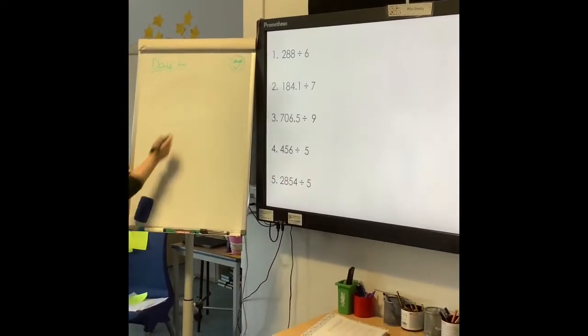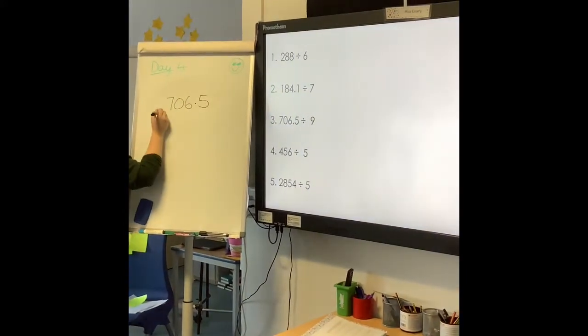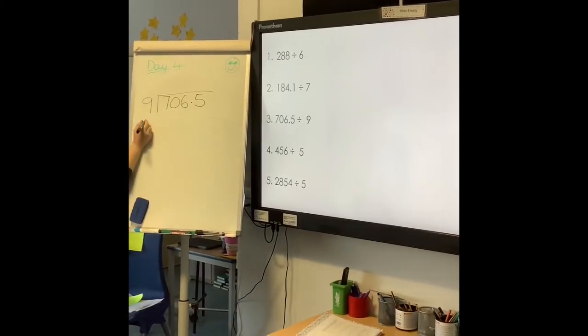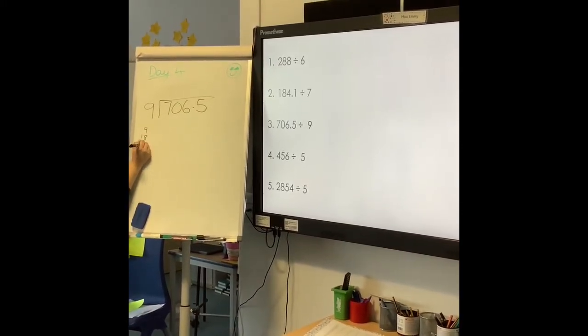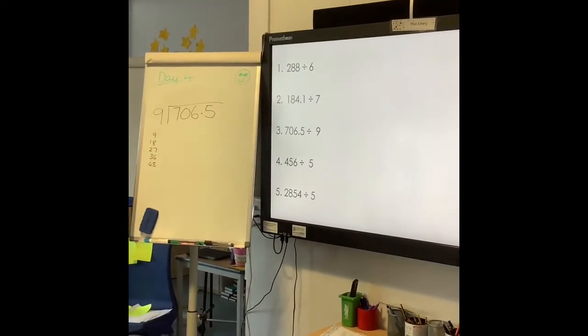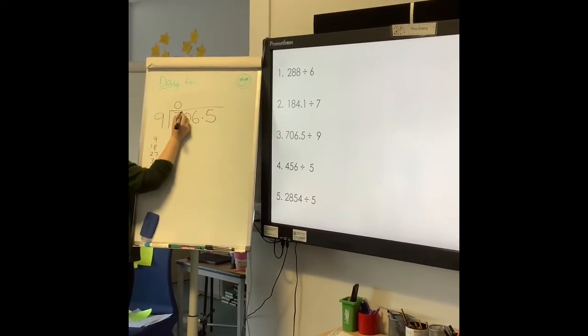Question number 3. 706.5 divided by 9. Again, you can write out your 9 times table if you feel you need to, or you can use the absolutely awesome trick with your fingers as well. So, can you share 700s into 9 equal groups? No. So you've now got 70.